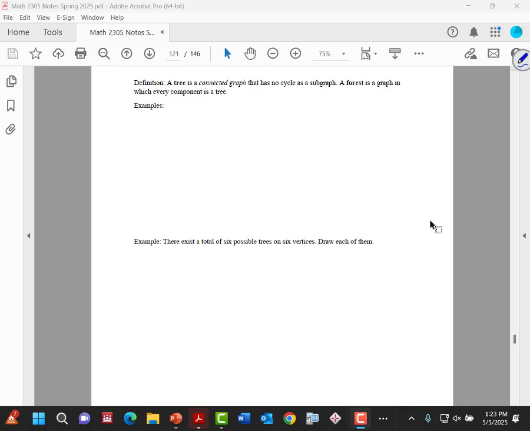So let's take a look at some examples. We'll call this T1 for this first tree. This would be an example of a tree. This graph is connected. Notice I can get from any vertex to any other vertex. Okay? But this graph has no cycles. No cycles in this graph.